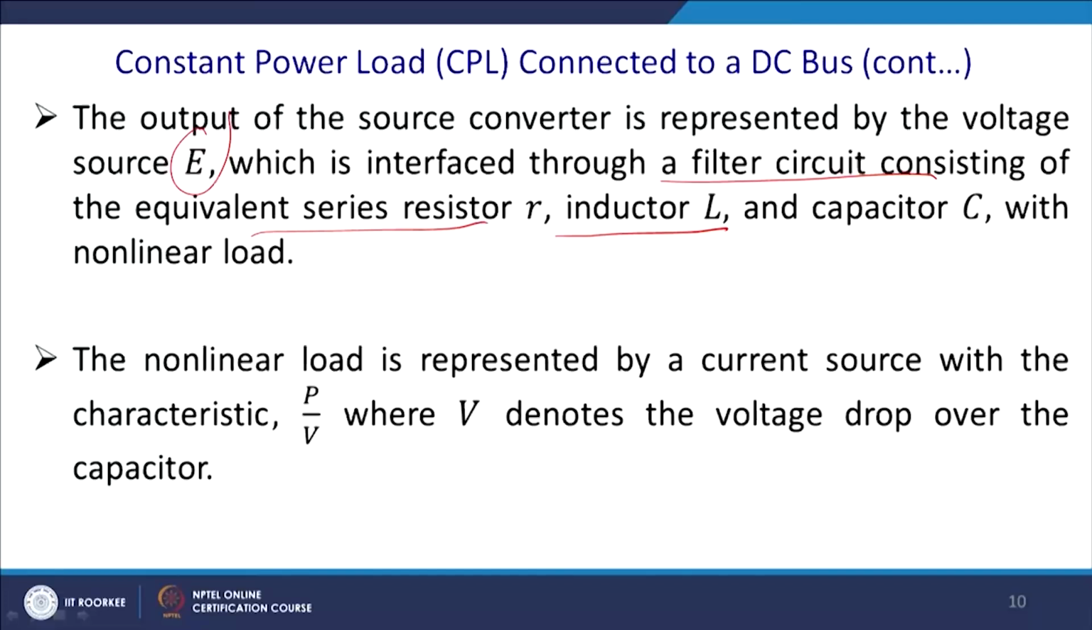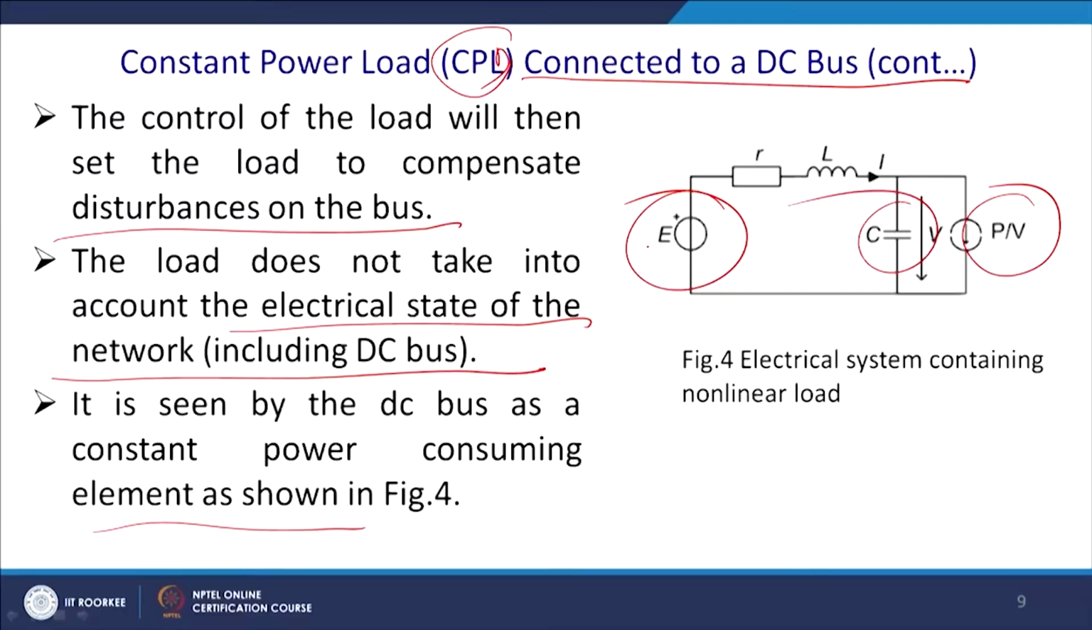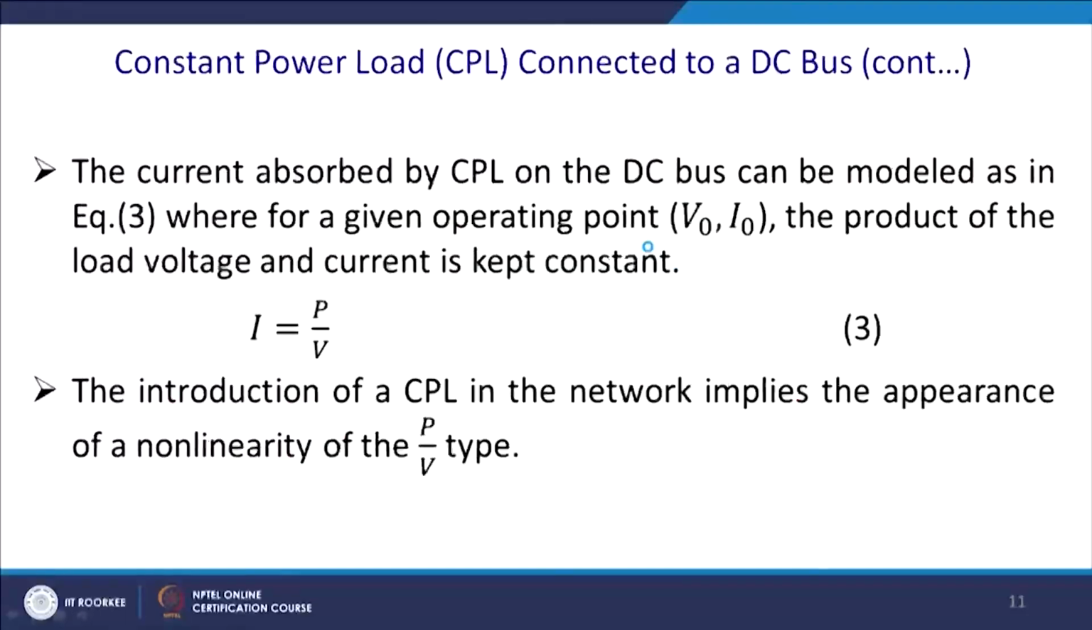A nonlinear load is represented by a current source and having the characteristic P by V, where V denotes the voltage drop over the capacitor. So, this is the voltage across the capacitor, and the current absorbed by this constant power load on the DC bus can be modeled as shown in equation 3, that is P by V, where for a given operating point V0, I0, the output voltage and current are kept constant.